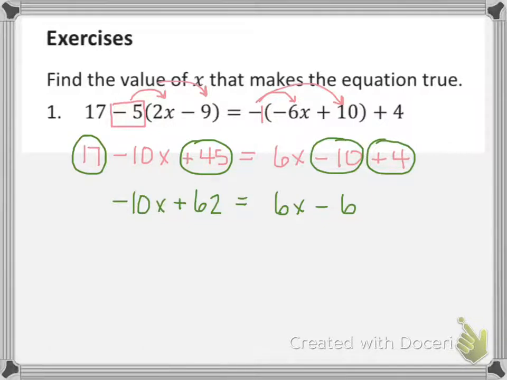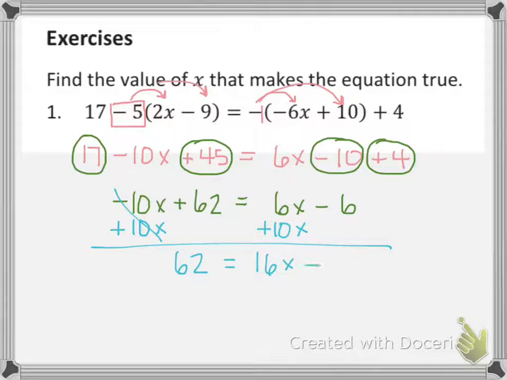Okay, and then we can work on getting the variables all on one side. So I have a choice here. I can move the 10x to the right side, or I can move the 6x to the left side. If I move the 6x to the left side, I'm still going to have a negative x. I like positive coefficients, so let's do that. Let's take this negative 10x and undo that with addition, balance the equation, and then we're left with, this goes away, we get 62 is equal to 16x minus 6.